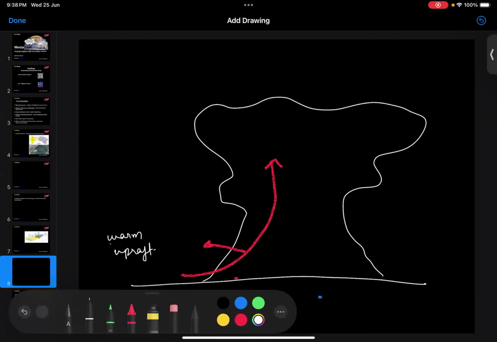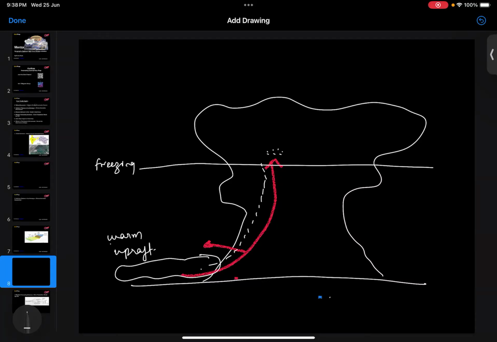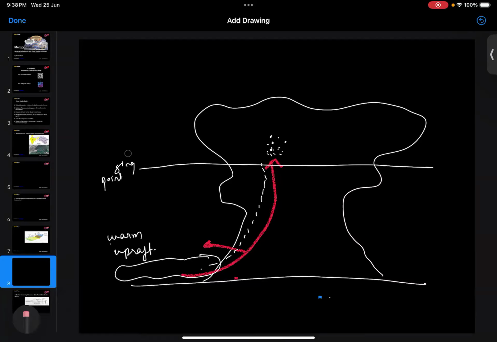And what will happen here? Whatever moisture is present in this region will go up along with this updraft and form moisture. So what we'll see here is a freezing point. As this updraft moves beyond the freezing point, or I will not say freezing point, let's call it the dew point.